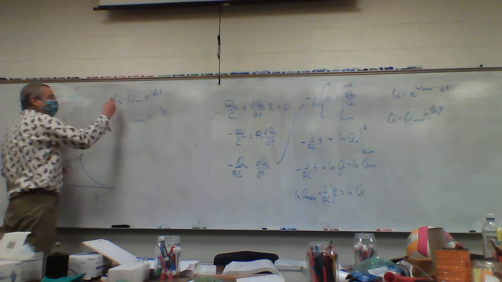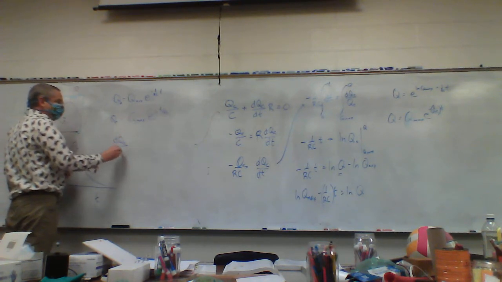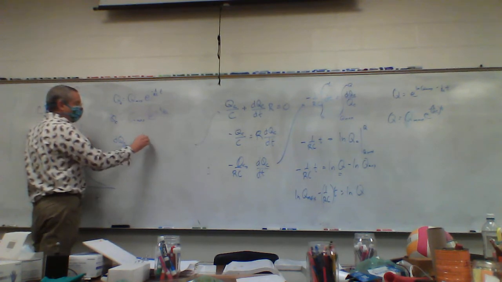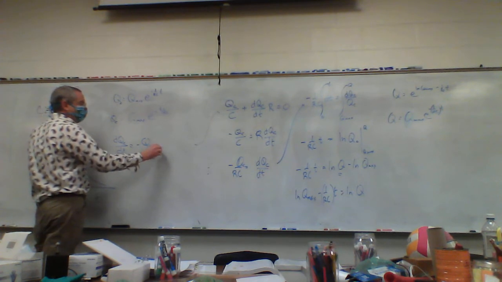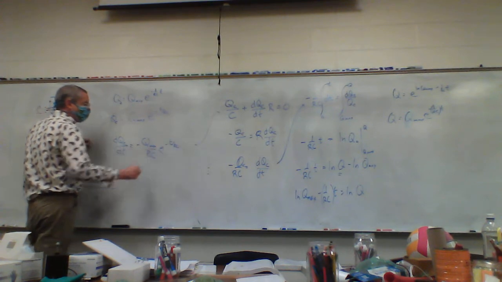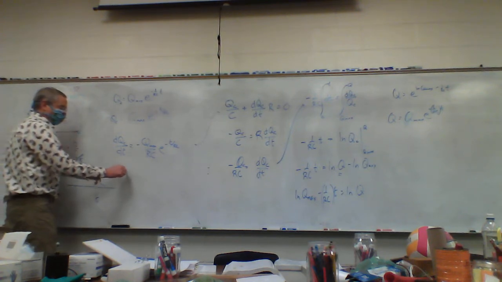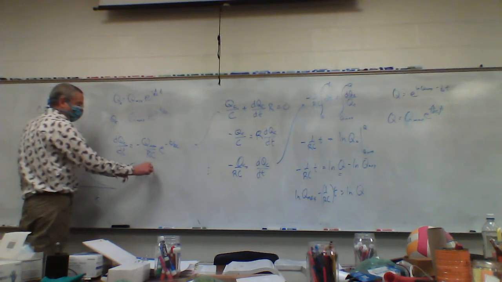So this is the charge that's on the capacitor. So dQc/dt would be negative Q max over RC e to the negative t over RC. That is the rate at which it is being lost off the capacitor. So the current, which is actually what's going across the resistor, the current would be the negative of that, Q max over RC, e to the negative t over RC.